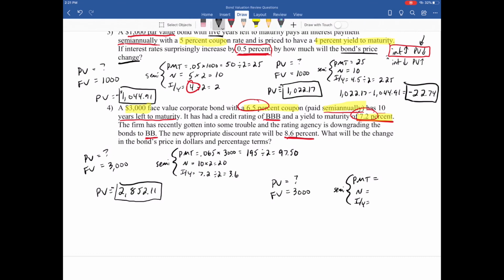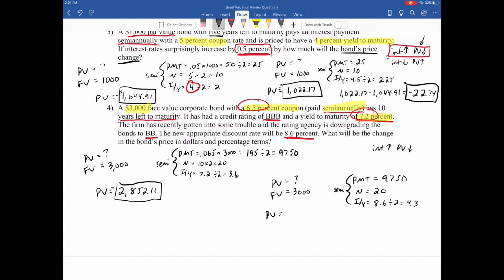The semi-annual interest is still $97.50. My N is still 20 periods that remain, but now the discount rate, my yield to maturity, is 8.6% for the year. Divided by 2 gives me a semi-annual yield of 4.3%. When I solve for the present value here, I get a price. Once again, if interest rates out in the market go up, the price of my bond should go down, so it should be less than $2,852.